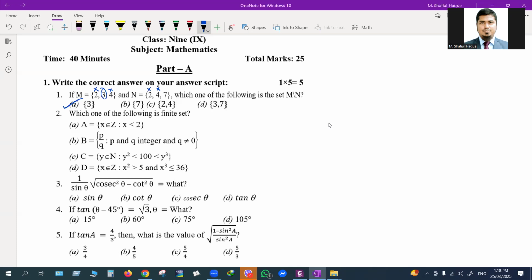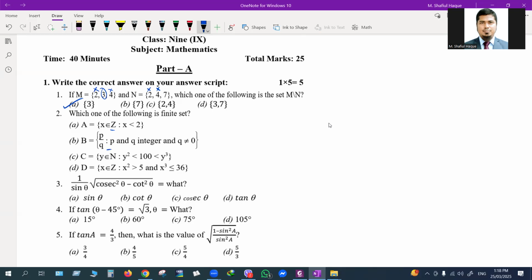Question number 2, finite set. We need to find out the finite set. Z is the set of integers x less than 2. That means the integers less than 2. So the set is not finite, because there are infinite numbers of negative integers. Okay. P by Q, infinite number of fractions.